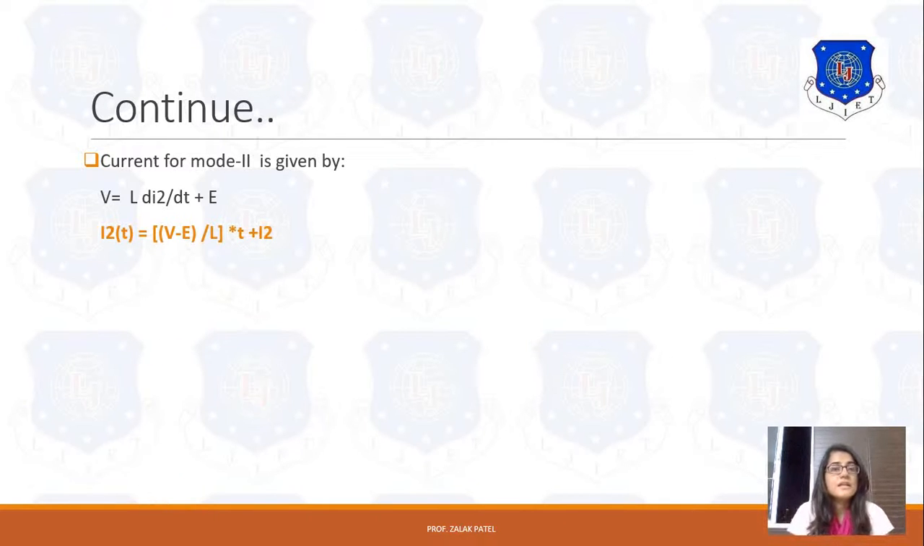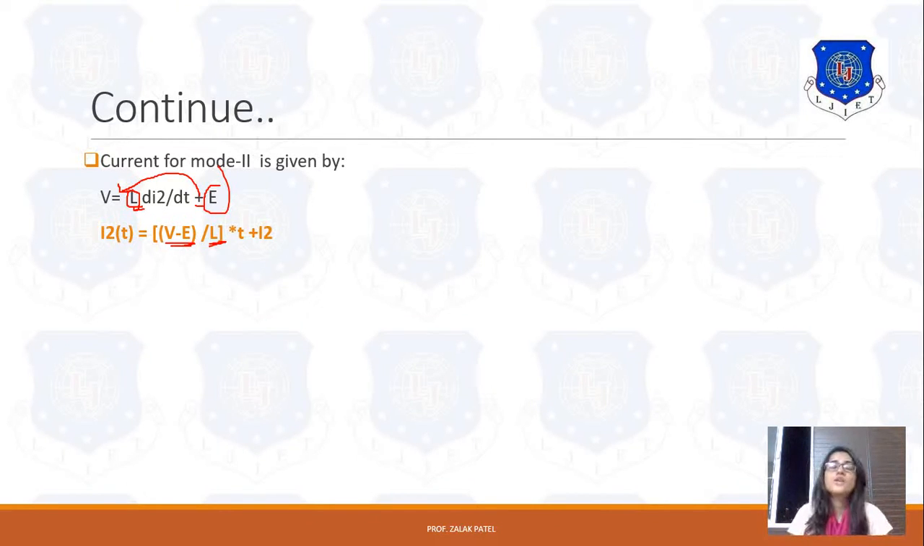Now if we integrate the above equation, this L will go into the denominator, but before that this E goes to this side, so it becomes minus. That's why here we have V minus E divided by L, because L is in the multiplication term, so it goes into the denominator. So V minus E upon L is equal to di2 upon dt, but we have to take the integration because we want to find the value of current, and that's why we again integrate it with respect to t.